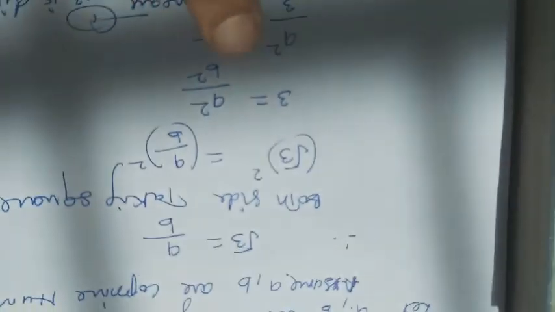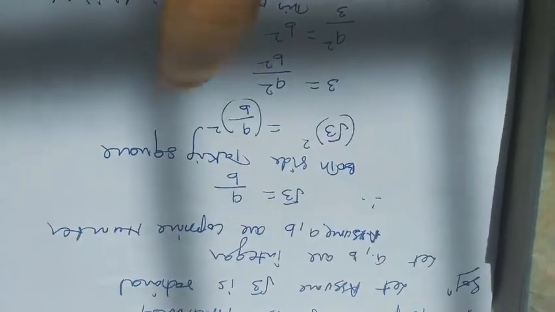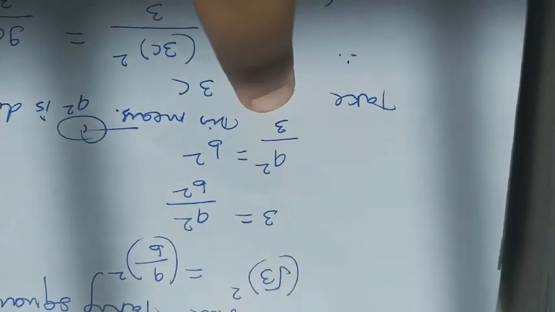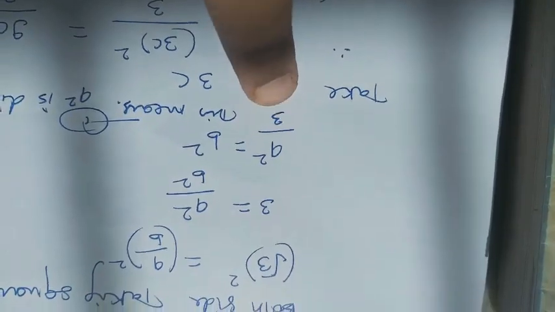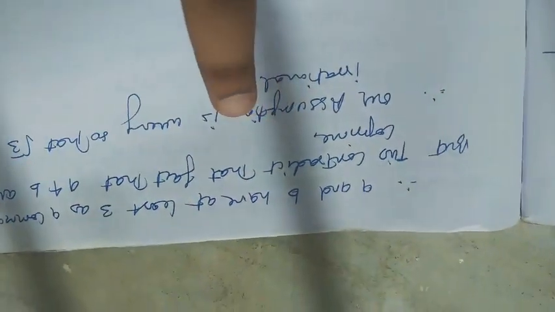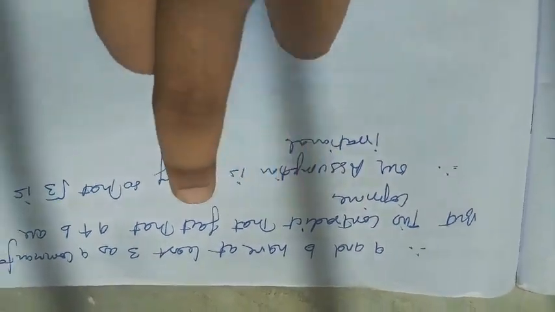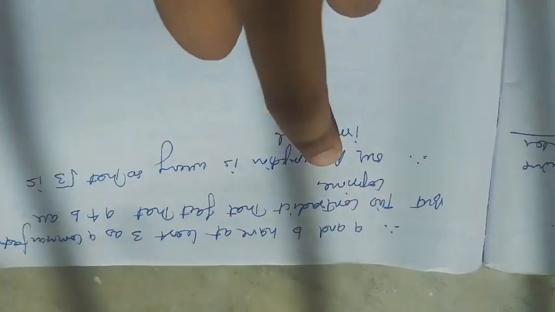Now in the above equation, similarly here you can say a square is divided by 3. Here the 3 also comes, so we can say a and b have at least 3 as a common factor, but this contradicts that a and b are co-prime numbers.